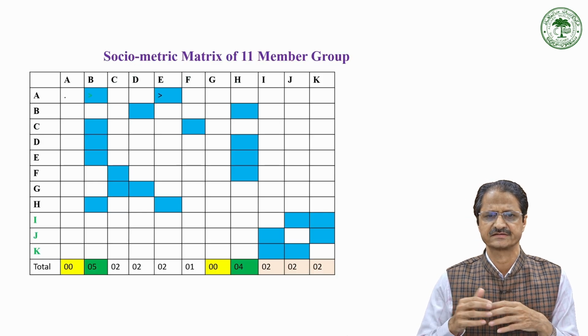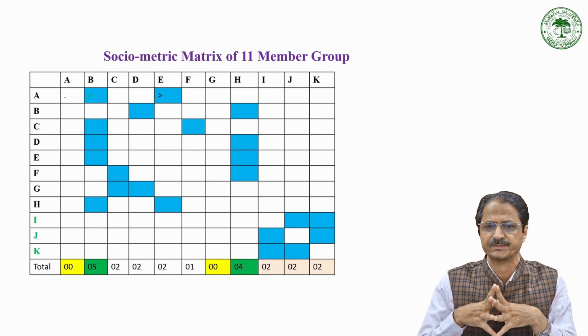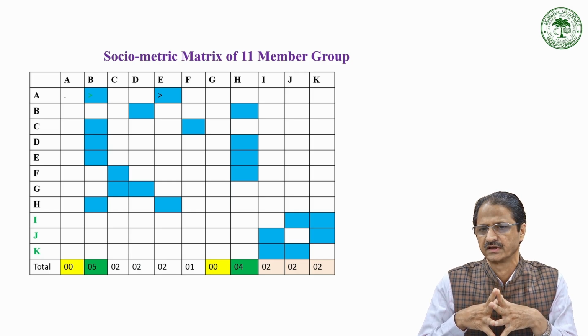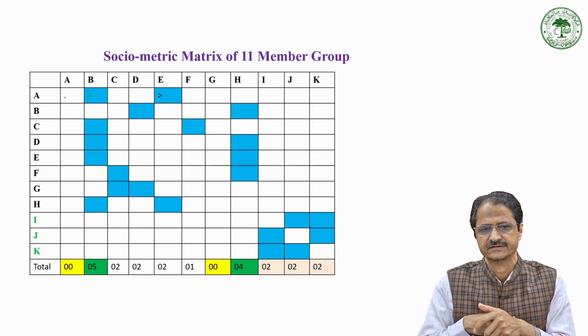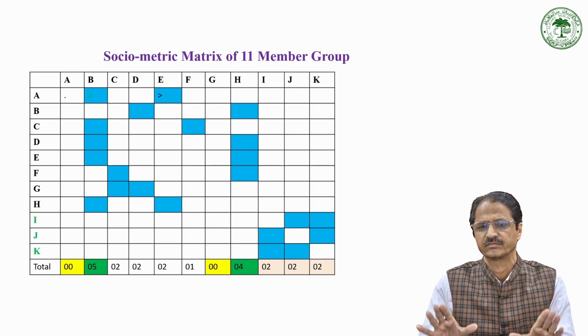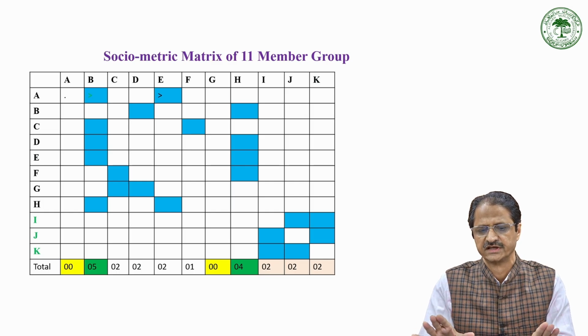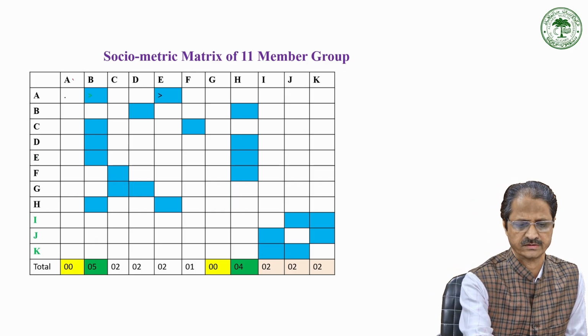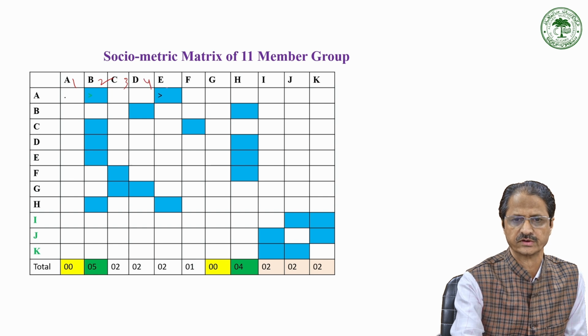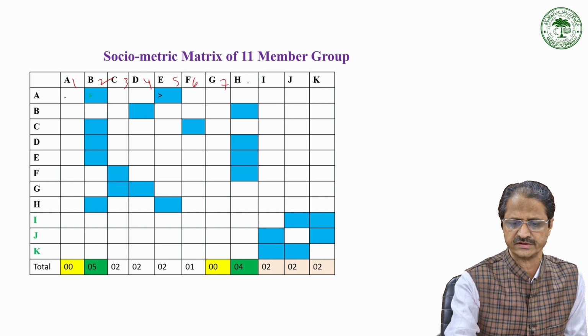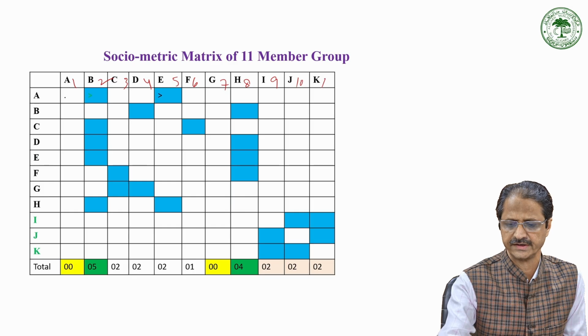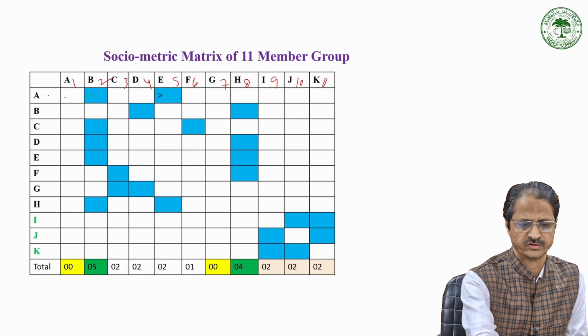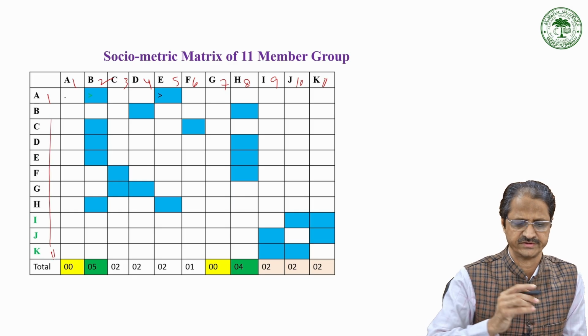Okay, let us start with the sociometric matrices of the 11 members of a small class. A, B, C, D, E, F, G, H, I, J, K. I am giving the names. These are the 11 students in any class. Here I am putting 1, 2, 3, 4, 5, 6, 7, 8, 9, 10 and 11. Same we are putting from 1 to 11 here. This is number 11.